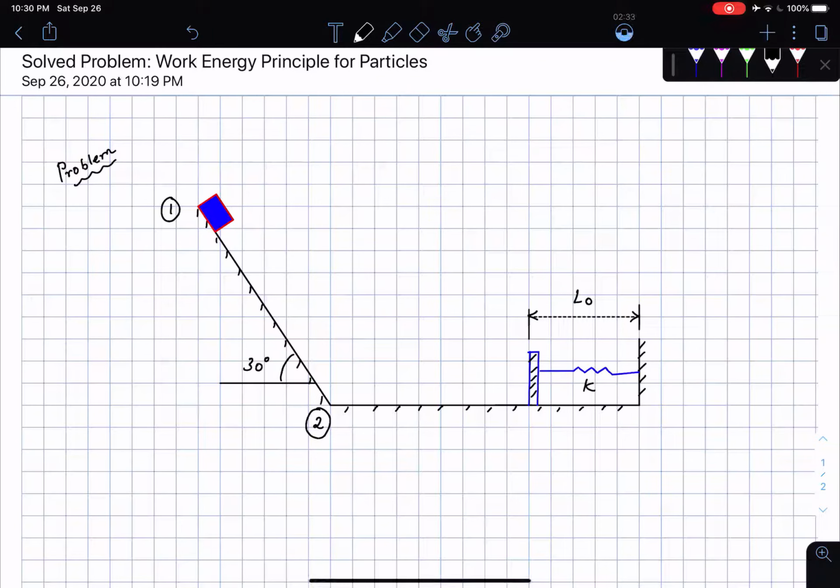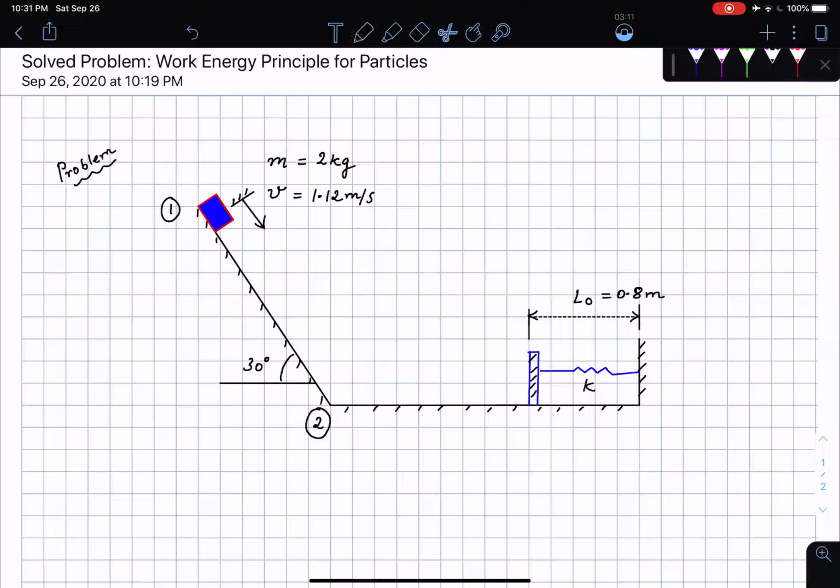The box is given a gentle nudge, kicked with a certain initial velocity in this direction. The magnitude of this velocity is 1.12 meters per second. The mass of the box is 2 kilograms. L naught is 0.8 meters. The stiffness of the spring is 20 newtons per meter.